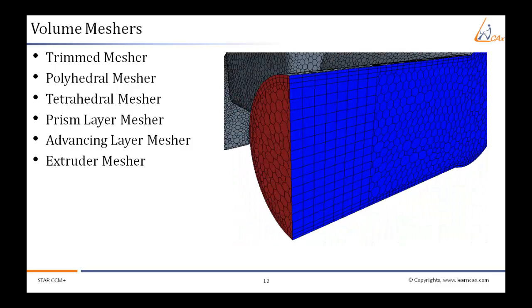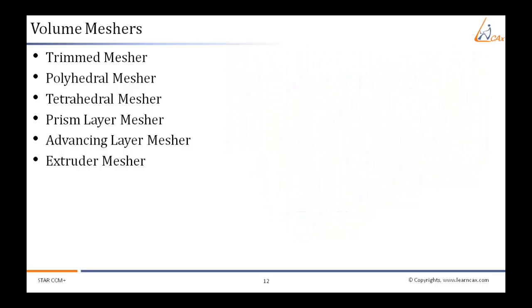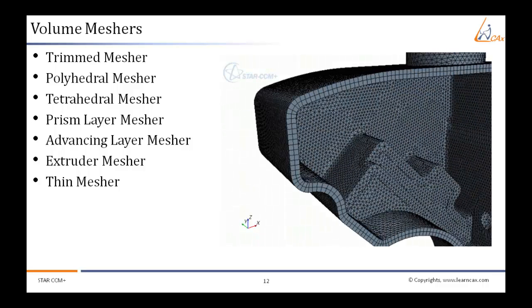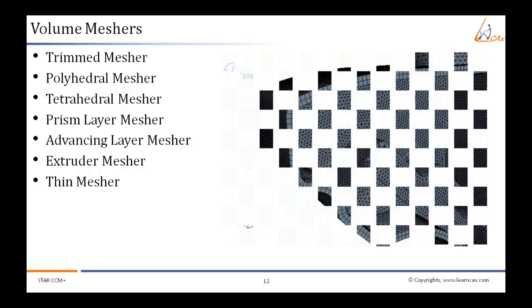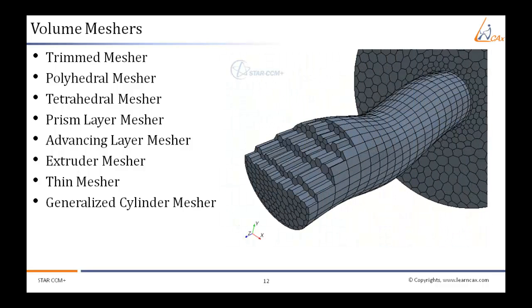There is the extruder mesher. This generates an extruded mesh region from a boundary that one of the core volume meshers has meshed. Then there is the thin mesher. This generates a prismatic layered volume mesh for thin geometries. There is the generalized cylinder mesher. This generates a volume mesh appropriate for elongated cylindrical regions.